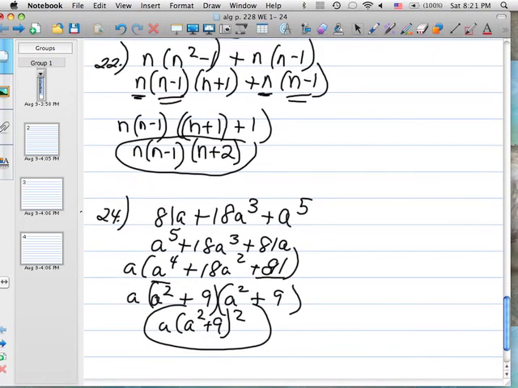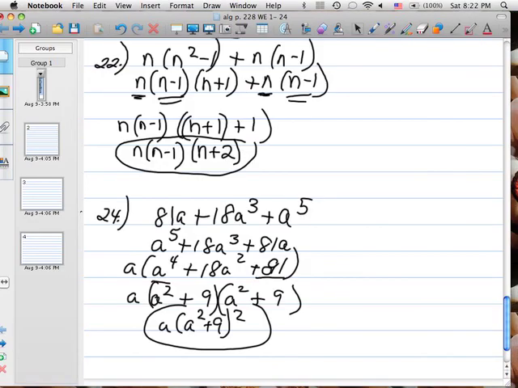In the last problem, you have 81a plus 18a cubed plus a to the 5th. I'm going to turn it around, put it in decreasing order. Pull out the a, so now I have a to the 4th plus 18a squared plus 81.